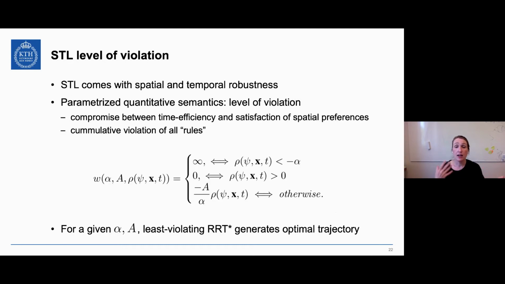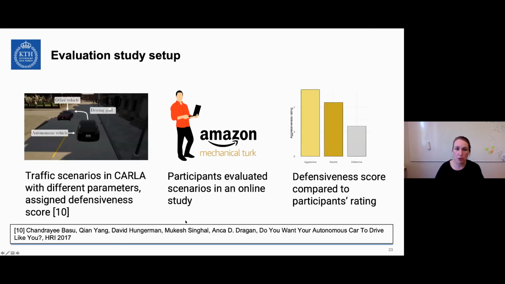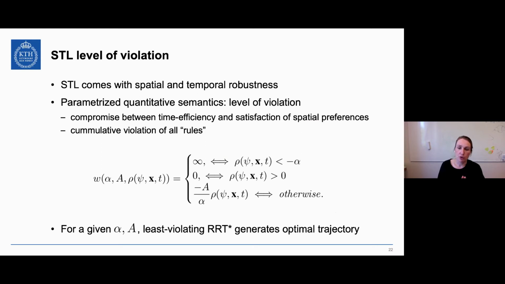And with this, basically, we figure out some parameterized quantitative semantics and alternative semantics to LTL. I'm not going to go into the details, just say that there are parameters that tell you how important it is for the STL formula to be satisfied versus how important it is that there is a time efficiency on your trajectories. So it sort of compromises the time efficiency and the satisfaction of spatial preferences that we view as preferences here, not as hard rules.